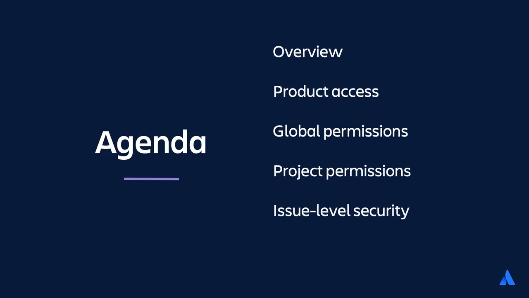We'll guide you through permissions and product access. We'll look at global permissions, project permissions, and finally we'll consider permissions at the issue level. In this skill builder, we'll cover the enhanced user permission experience in the Atlassian Admin Hub and how it relates to permissions.